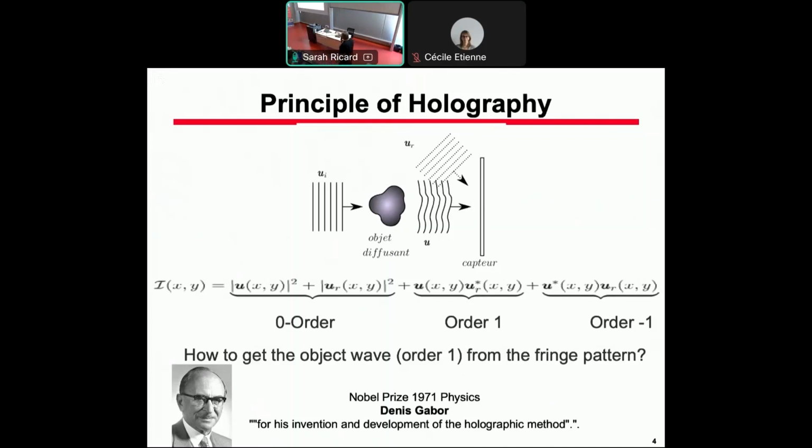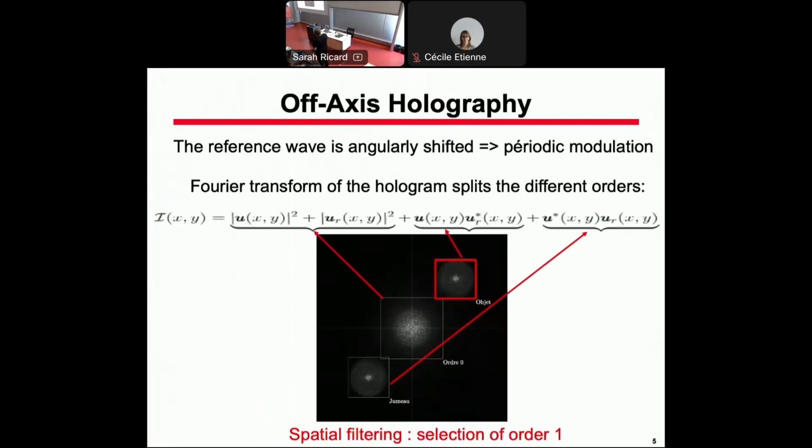Denis Gabor got the Nobel Prize in Physics for the invention of the holographic method. The interesting thing is it was invented for electron microscopy, not for optics. But now it's used in optics. So the simplest method to demodulate is simply to put the reference wave angularly shifted. It creates a periodic modulation.